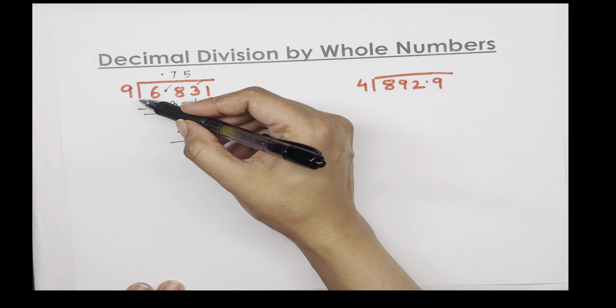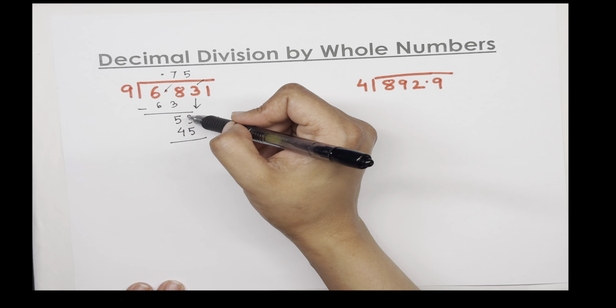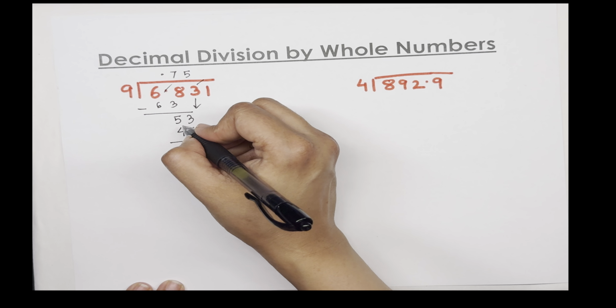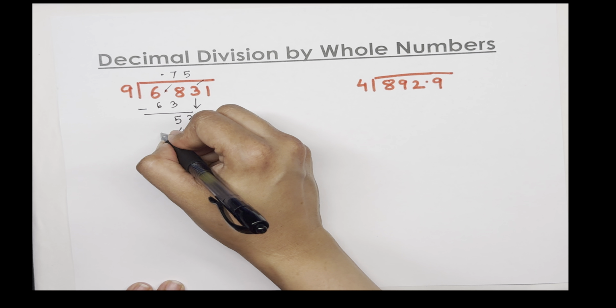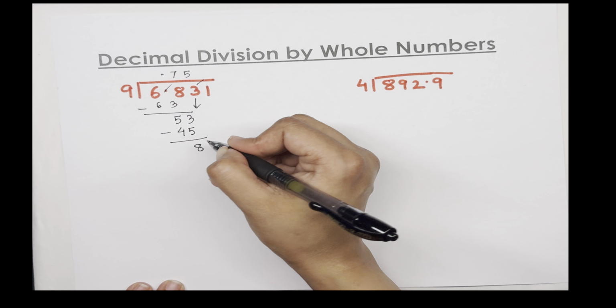We are thinking about 9's table and trying to go close to 53. We know 9 times 5 is 45 and 9 times 6 is 54. So we cannot go beyond 53. It could be either equal to 53 or less than 53. So 9 times 5 is 45. 53 minus 45 is 8.